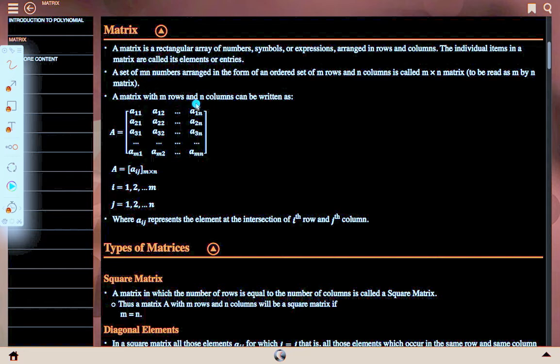A matrix with m rows and n columns can be written as A equal a11, a12, up to a1n, then a21, a22, up to a2n, then a31, a32, up to a3n, and in the same way am1, am2, and lastly amn. A equal aij into m into n, i equal 1, 2 up to m terms, and j equal 1, 2 up to nth term, where aij represents the element at the intersection of the ith row and jth column.